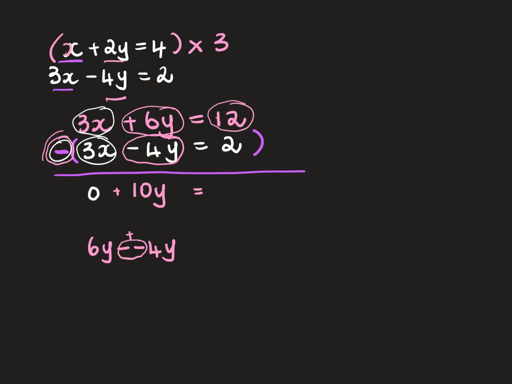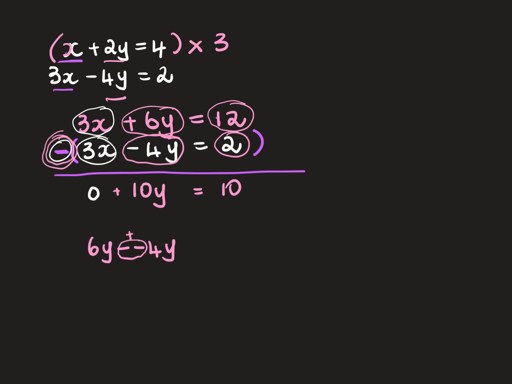And what have I got here? 12 take away 2 is 10. So I've got 10y equals 10. I should be able to solve that. Divide by 10, divide by 10. Y is equal to 1. Next thing I need to do is work out what x is.